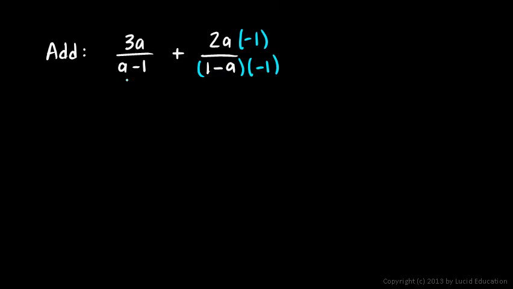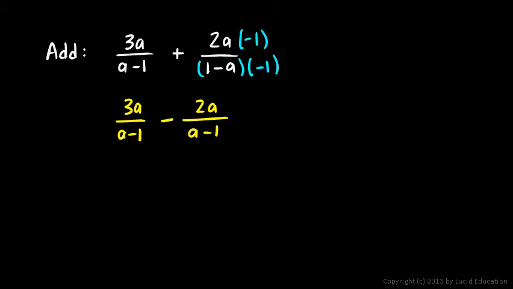So I'm going to add this plus that. This is going to stay the same, 3a over a minus 1. But watch what happens over here. This negative sign makes this a -2a in my numerator. So I'm just going to put the negative sign here and make it a subtraction. So it's going to be minus 2a. And then over, look at this, 1 minus a times -1 is the same as a minus 1.